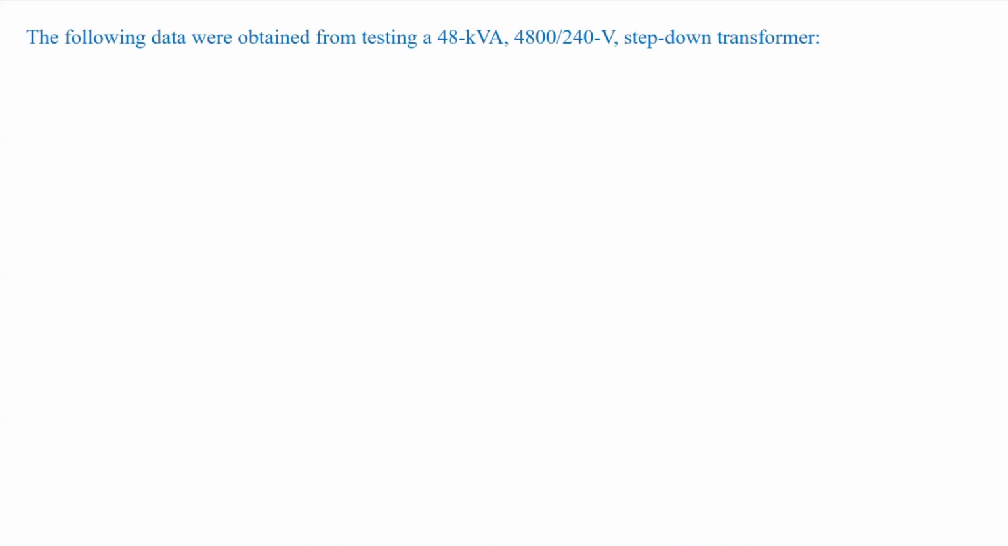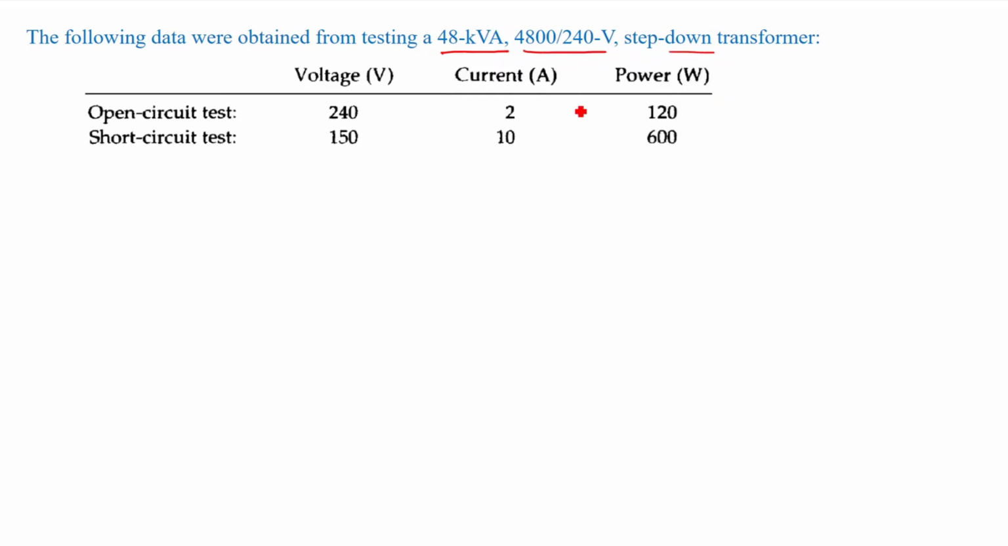This is a very simple problem. The following data were obtained from testing a 48 kVA, 4800 to 240 volt step down transformer. The test results are like this. The open circuit test gave a voltage reading of 240 volt, current reading of 2 ampere and power reading of 120 watt. For the short circuit test, we found a voltage reading of 150 volt, current reading of 10 ampere and power reading of 600 watt.